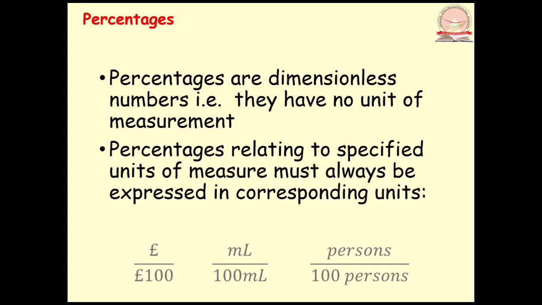Instead, a percentage relating to a specific unit of measurement must always be expressed in the corresponding units. That is, if you are talking about the percentage of money, you have to use the unit of money. If you are talking about the percentage of volume or capacity, you have to use the unit of capacity. And if you're talking about the percentage of people in the class or in the country, you have to use the unit of measurement that has to do with what? Population, to indicate the percentage of people living in a particular place.